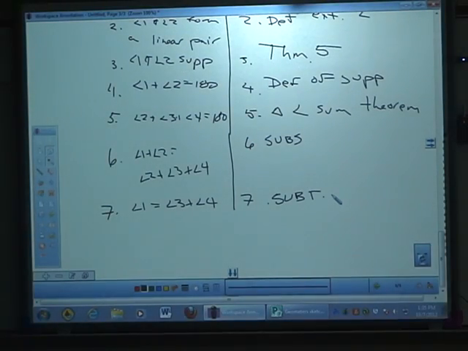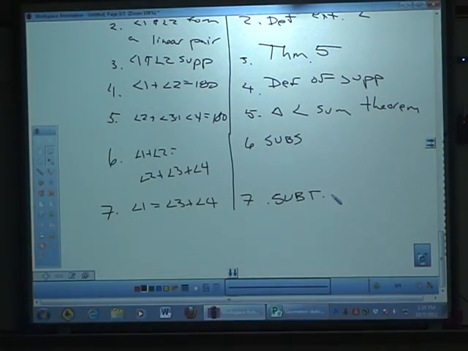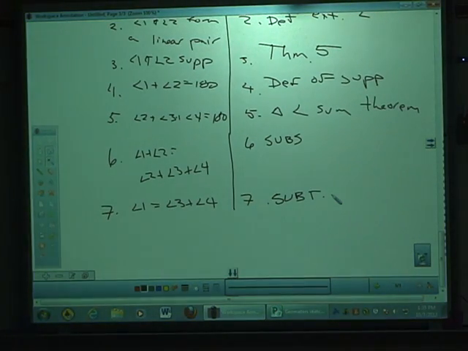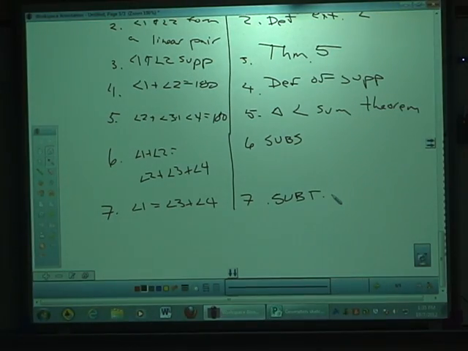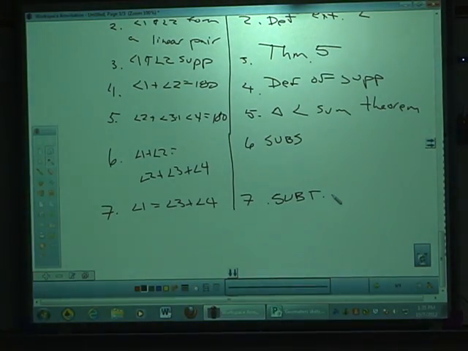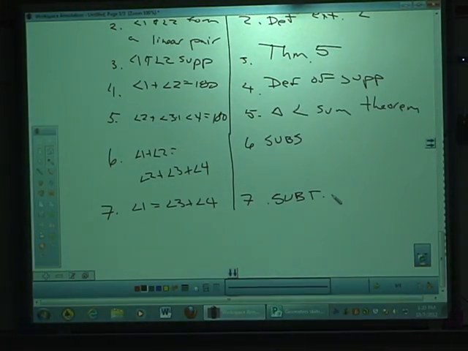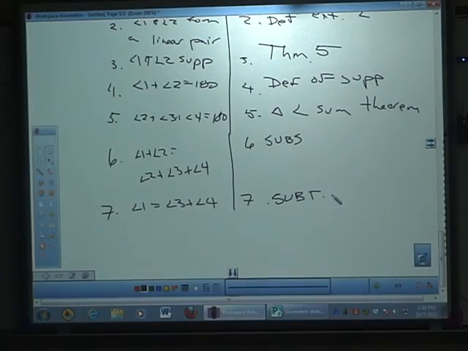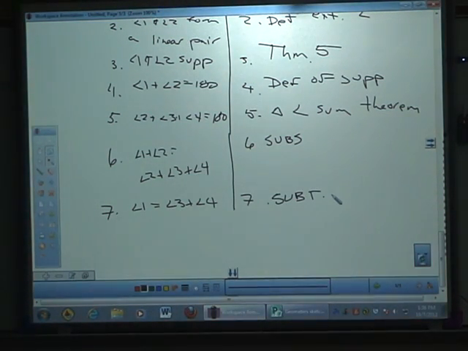Now wait a second. This isn't what I wanted to prove. What I wanted to prove was that 1 was greater than 3 and 1 was greater than 4. All I've shown is 1 is equal to those. But wait a second. 3 and 4 are both angles, they have to be bigger than 0. And they add up to 1, which is the whole unit.